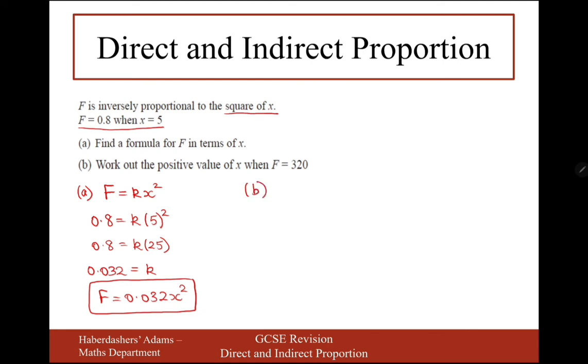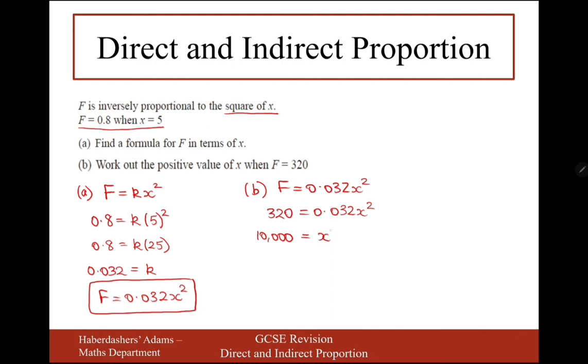Moving on to part B, find the positive value of x when f is 320. So I'm going to take the formula that we had from before, 0.032 x squared, and substitute f for 320. Okay, so I'm now going to move the 0.032 onto the other side. So 320 divided by 0.032, and I get 10,000.